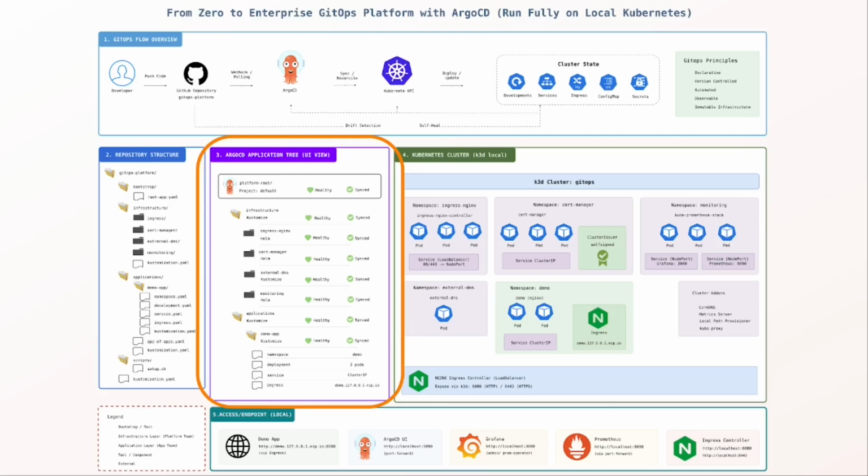ArgoCD continuously monitors all applications and automatically synchronizes them with the Git repository. The application tree also improves visibility because developers can clearly see the relationship between the platform root and its infrastructure services directly inside the ArgoCD dashboard.